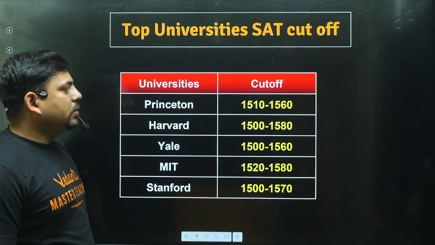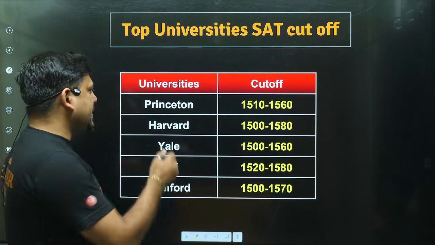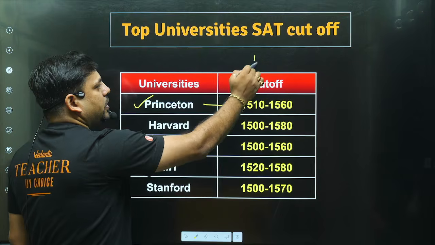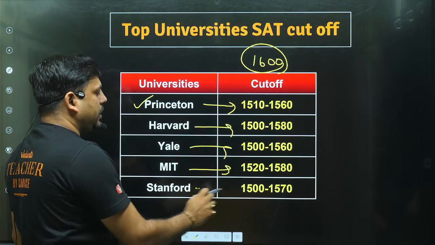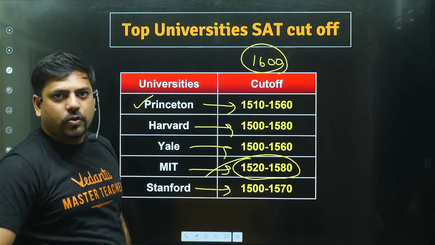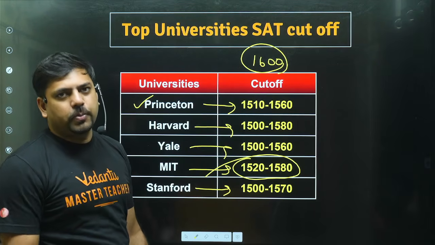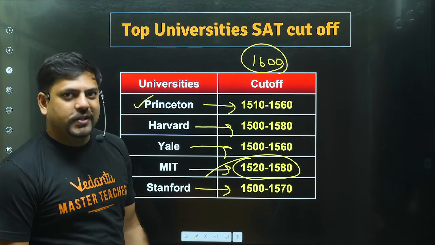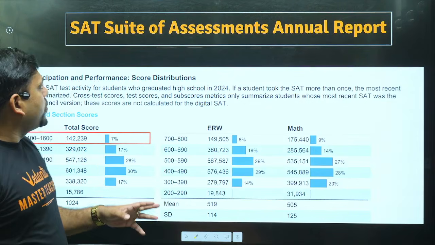Good. And if you want to know what marks most of the universities accept, Princeton accepted 1510 to 1560 out of 1600. Total marks is 1600. Harvard also has the same range. Yale, MIT and Stanford as well. The maximum goes for MIT because MIT has a lot of competition, not only from India, in fact from the entire world, because MIT is the best engineering college in the entire world. Okay. Now, I hope you all understood that.